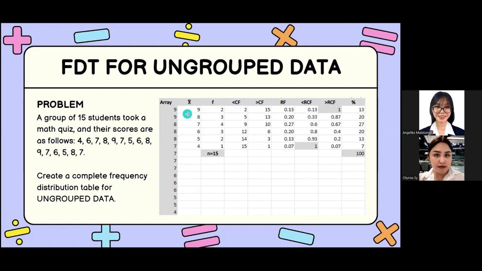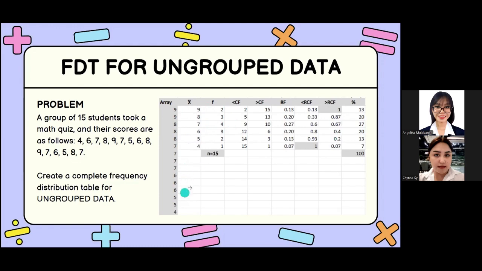So yung 9, let's just count kung ilang beses siya nakita. 1, 2. Therefore, we have 2 frequency for the value of 9. Sa 8 naman, we have 1, 2, 3. Therefore, yung frequency ng 8 is 3. Sa 7, 1, 2, 3, 4. Therefore, yung frequency ng 7 is 4.